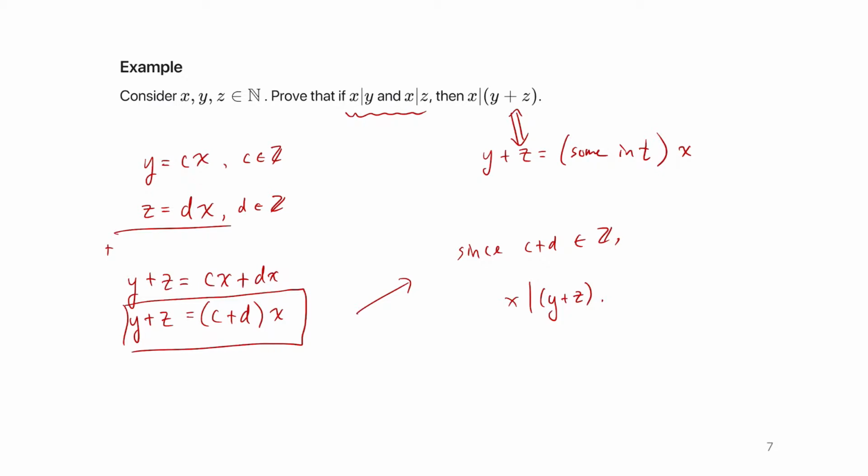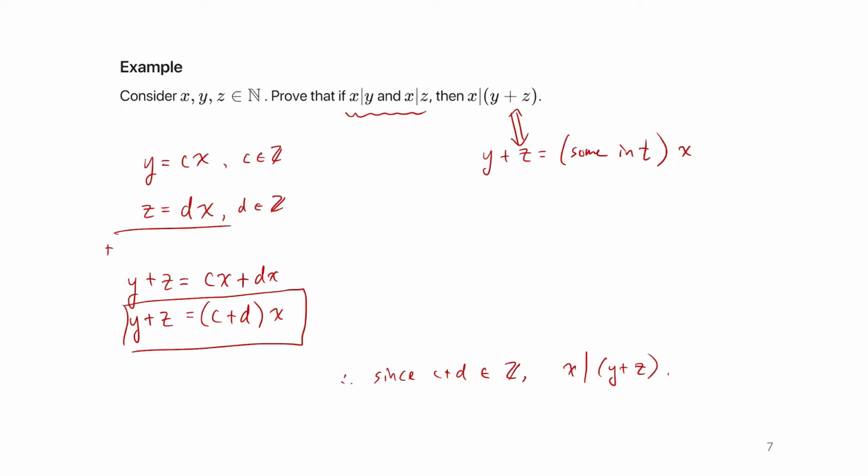And what we'd like to do oftentimes is write a concluding statement. So saying, therefore, since c plus d is an integer, x divides y plus z. And you'll see, basically anytime you read a proof, there will be this concluding sentence at the end, just to wrap up what we were talking about. So any questions with this?